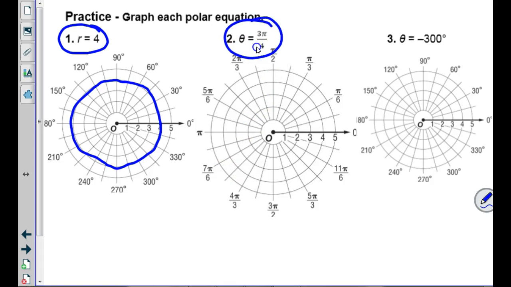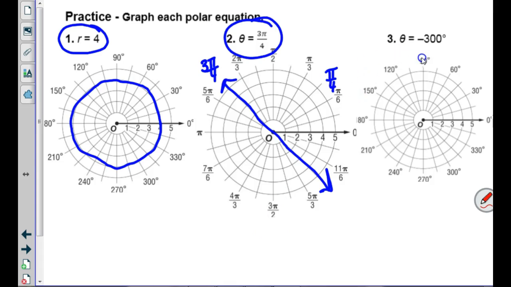This is not a circle. It's a line. Where's 3 pi over 4, guys? This is pi over 4, right? 2 pi over 4. 3 pi over 4. And the good news is you're going to have that pink sheet. It's labeled on there, right? Where 3 pi over 4 is, should be right in between these two. So then theta equals means it's this line that goes all the way through there. Any questions?